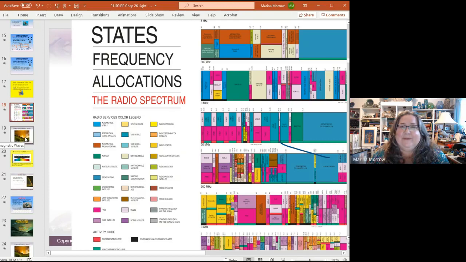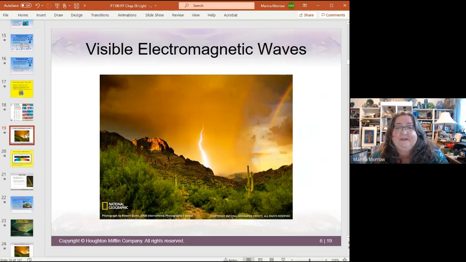So all the excitement about 5G was just another opening of another slot to use for communications. So no big deal. It's just another slot. However, it is awfully close to some weather satellite data, so hopefully it's not going to screw around with that. Okay, so let's look at visible electromagnetic waves.